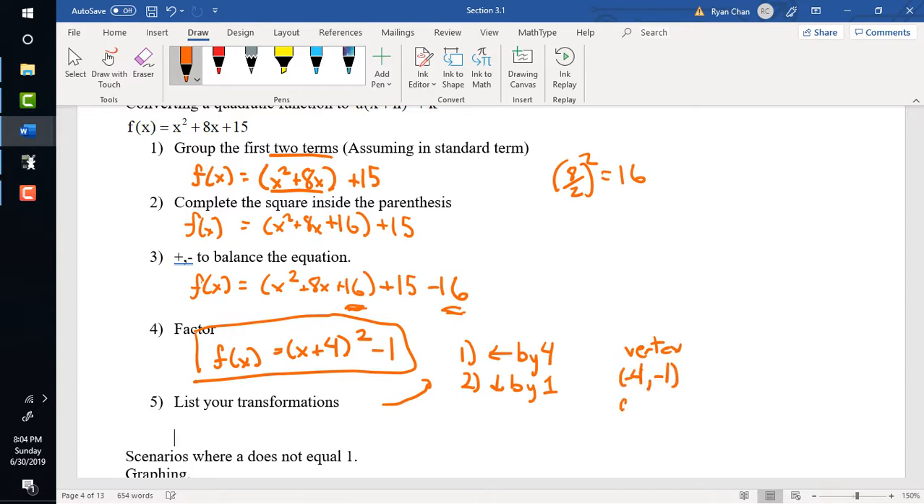And then my axis of symmetry is x is equal to negative 4. Okay? And that's it. And then we can do the transformations. We can graph it. But hopefully you guys should have a general idea. Okay, the focus is we're going to manipulate these functions so it's in what's called the transformative form. Okay.